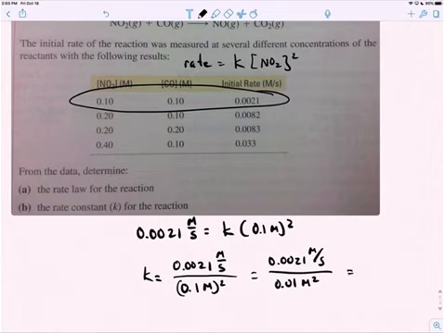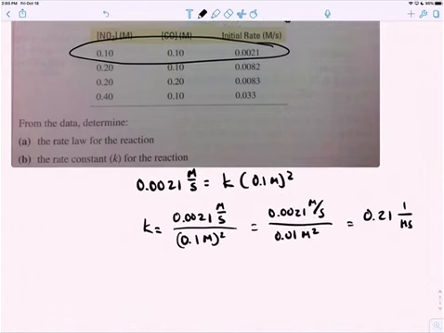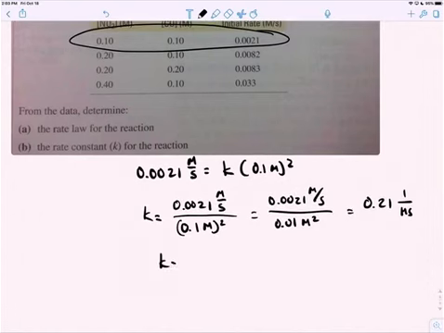So this equals 0.21 1 over molar second. So then typically though when we write this, we write the k as 0.21 molar minus 1 second minus 1. I don't know why we write it this way. I think it's because of typewriters. It's easier to write it this way with a typewriter rather than in an equation format. Although it is proper to do it that way. But it's one of the strange things we do.